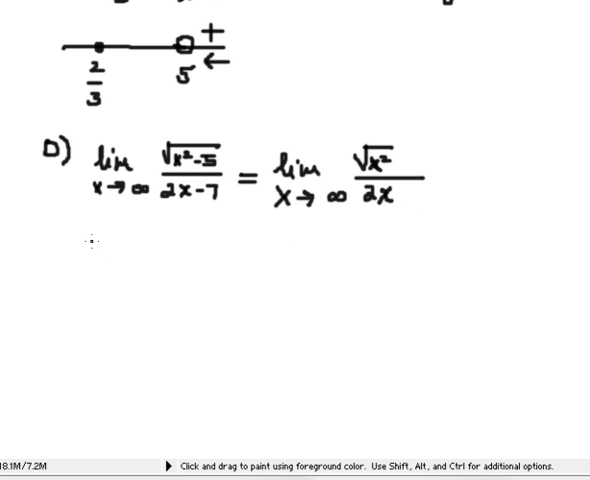So what's that equal to? Well, the square root of x squared is x. Let me write here limit as x goes to infinity. So we have square root of x squared, that's just x, over 2x. Those x's cancel and we get 1 over 2. So this is a finite limit. Finite limit of 1/2.